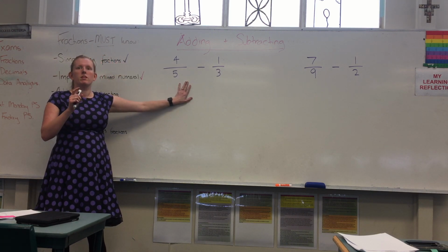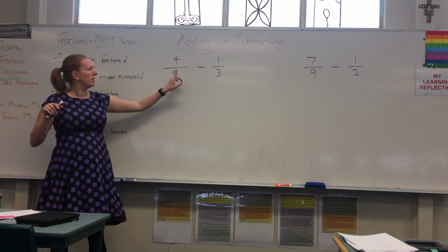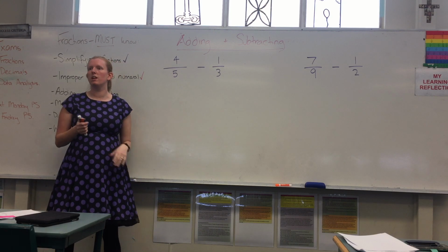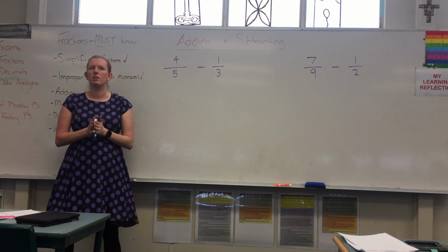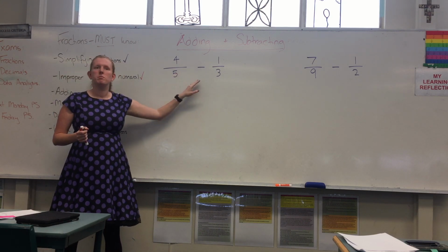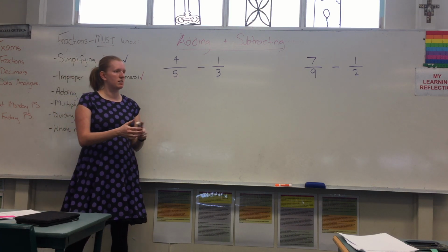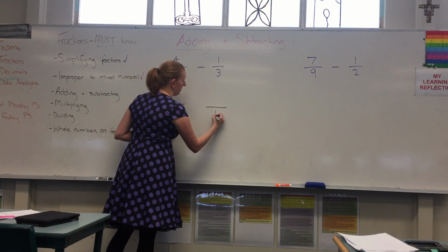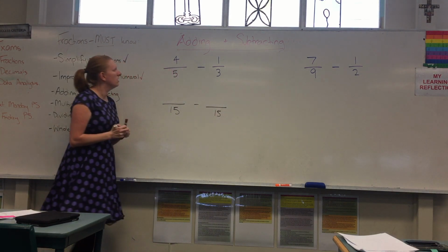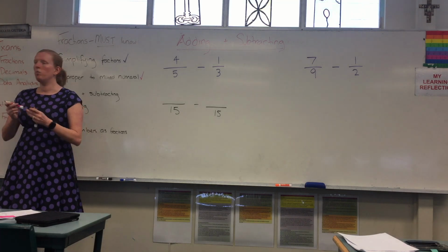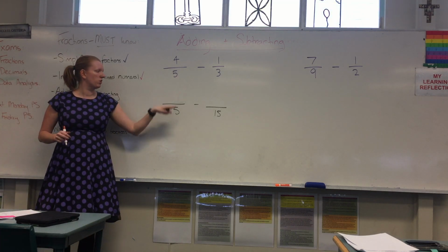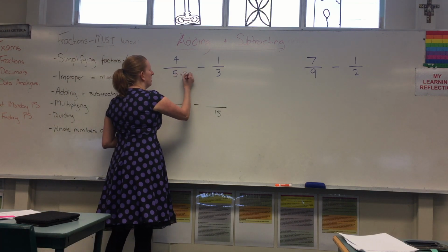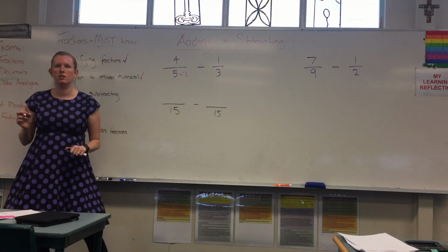Alright, I'm loving all these hands up, but if ever you come across numbers that don't go into each other, thank you, Year 7, just multiply them together. So 5 times 3 is 15, so I want to turn them into numbers that have denominators of 15, and I'm subtracting. Now, what do I have to do to a 5 to turn it into a 15? I'm going to times it by 3. So what I do to the bottom, I also have to do to the top.